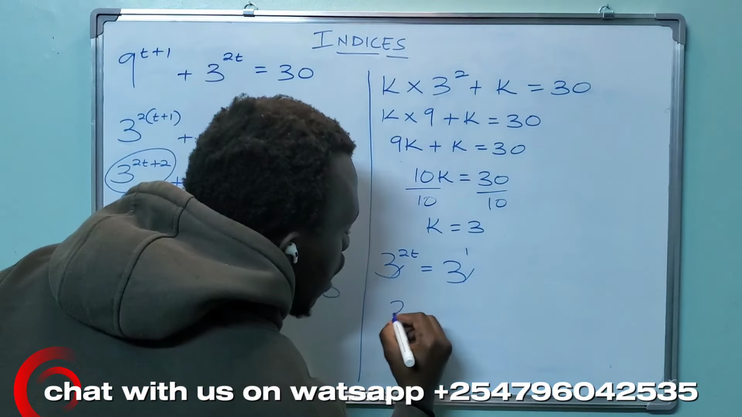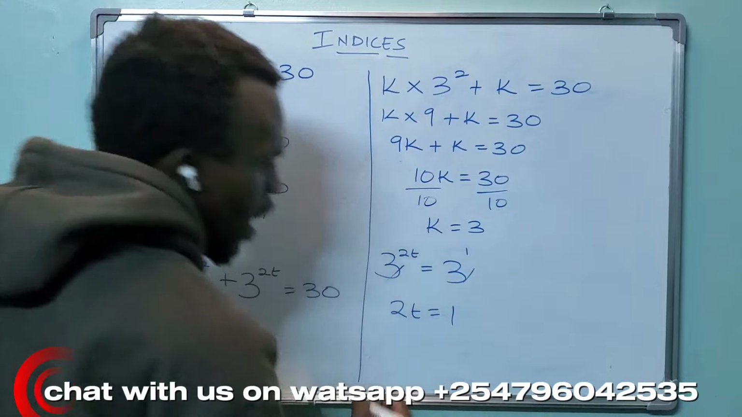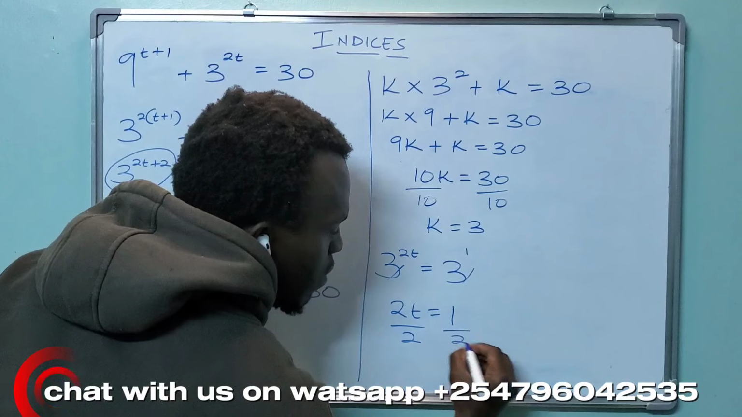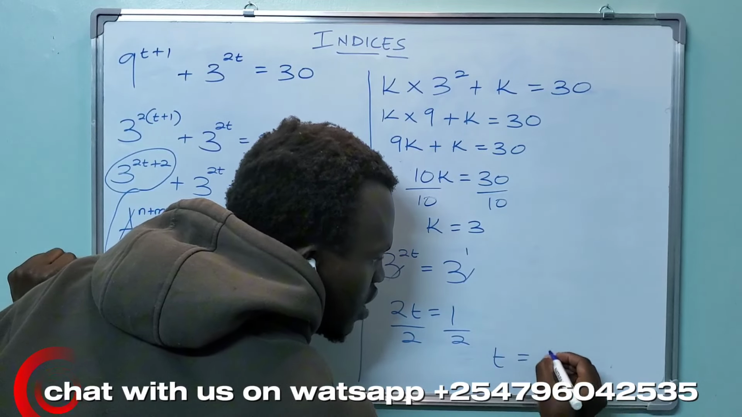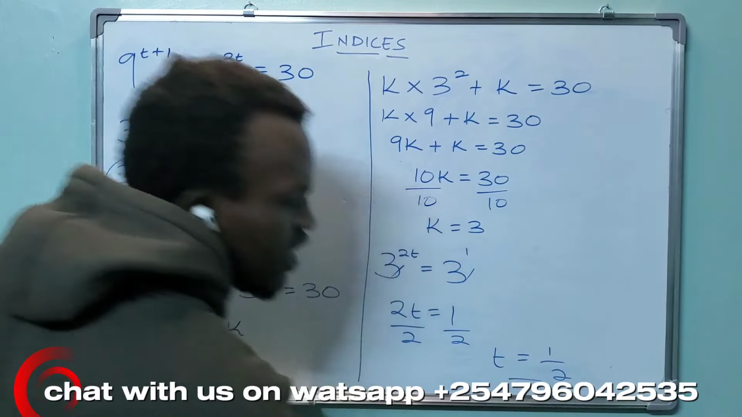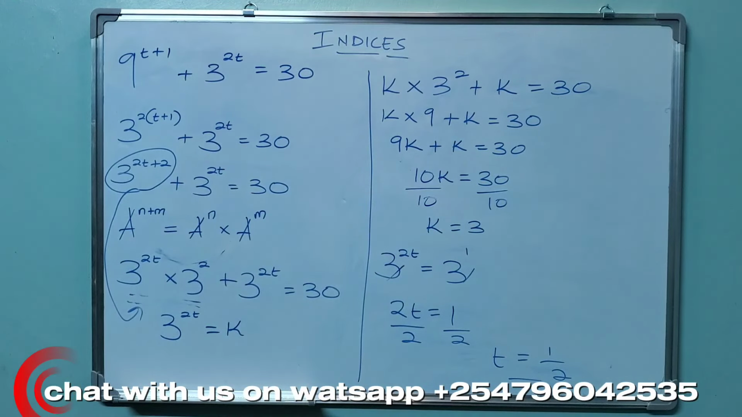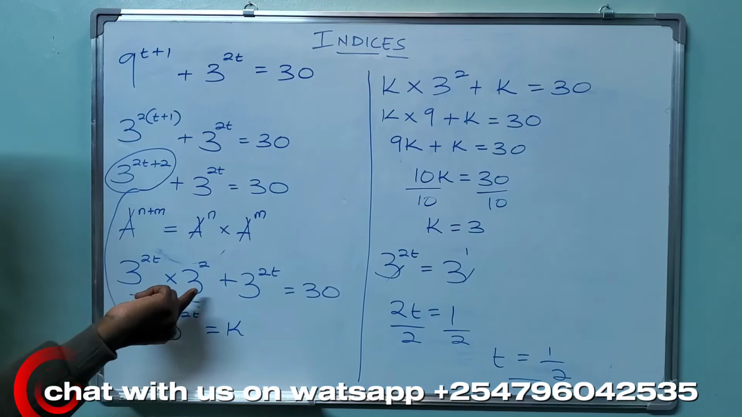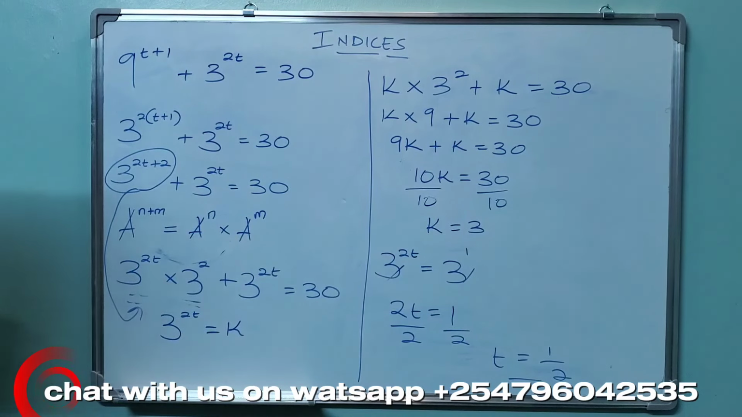So I'm going to have here 2t being equals to 1. That is the powers. If I want to get the value of t, I'll divide there by 2, divide there by 2. Which means the value of t equals to half. And that is how we get the value of t. So always remember, whenever you're having this, you can split it and let the common index be something else. So that is how we are going to get the value of t, or the value of the unknown. Let us try another example.